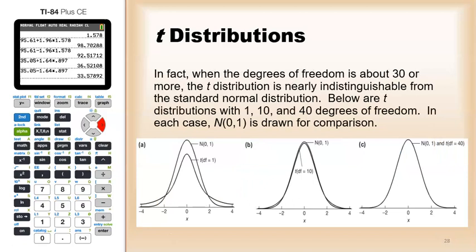And in fact, you see a graph here. When the degrees of freedom is about 30 or more, the t-distribution is nearly indistinguishable from the standard normal distribution. So below are the t-distributions for 1, 10, and 40 degrees of freedom. And in each case, you can see the normal distribution with mean of 0, standard deviation of 1, is drawn in comparison.